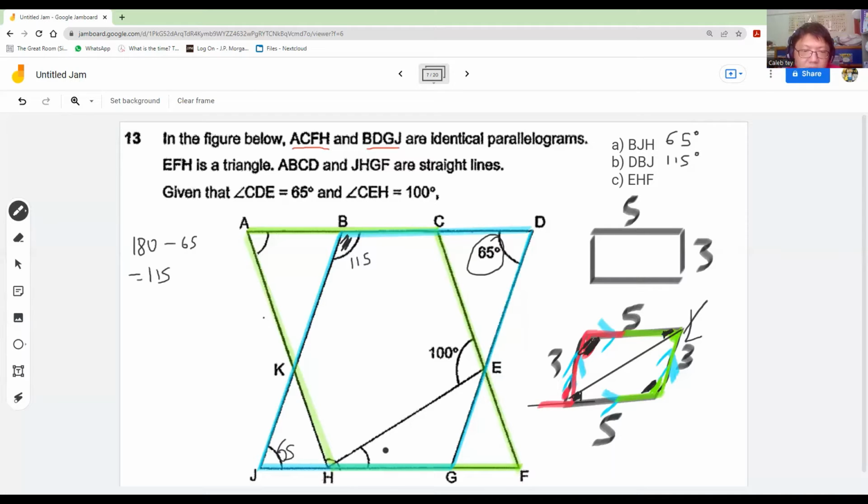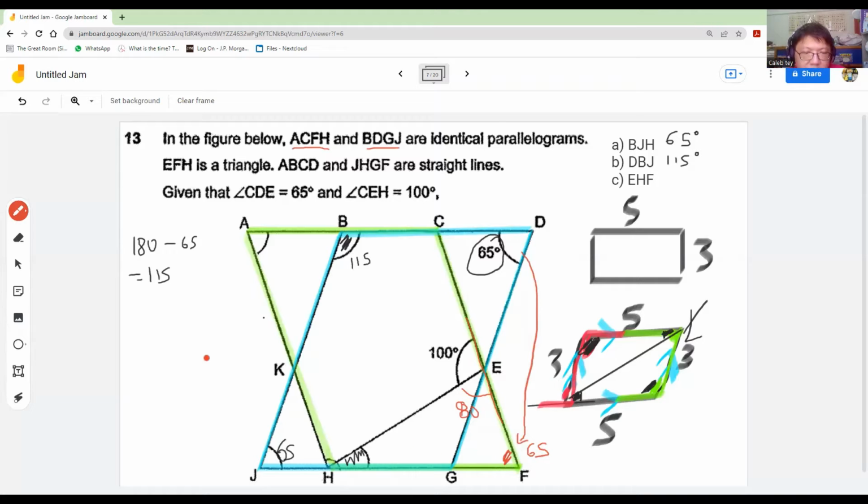Now, the last thing that we look for is this angle here, EHF. So what we're going to do to find this? Well, there's a few ways to do it, but the easiest way I found was this. This is a straight line, so hence this is 80 degrees. Right, this is a straight line, so this is 60 degrees. This bottom here, since the parallelograms are identical, this will be 65.